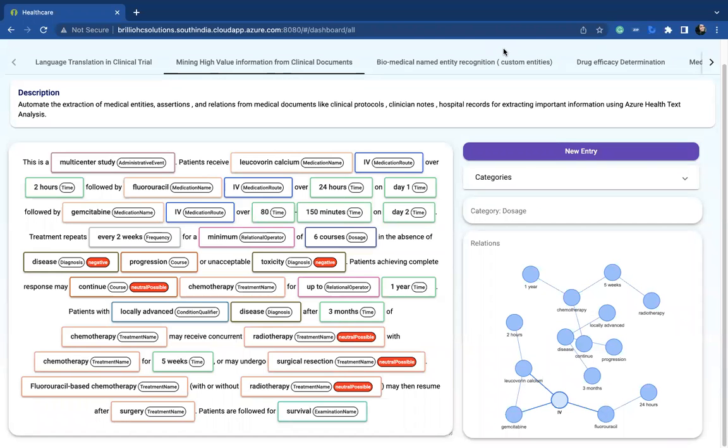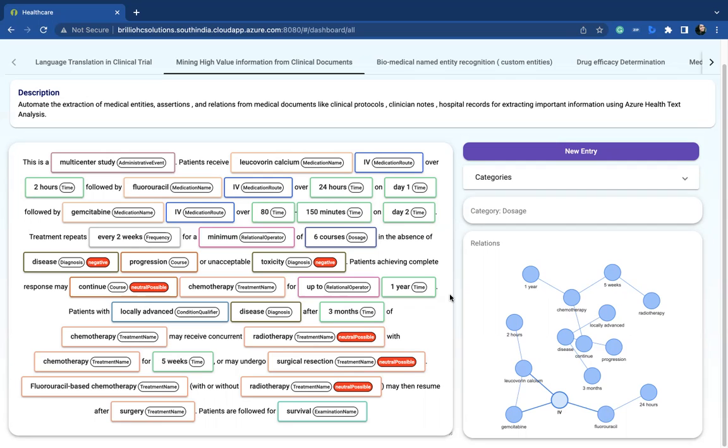The next step in order to utilize the information in these documents is to extract them automatically. We make use of the Azure Health Text Analysis service in the second use case to extract named entities, relations, assertions, and standardized notations. These in turn find use in other places like identifying patient cohorts, building knowledge graphs from millions of documents, which is otherwise next to impossible to be done efficiently.